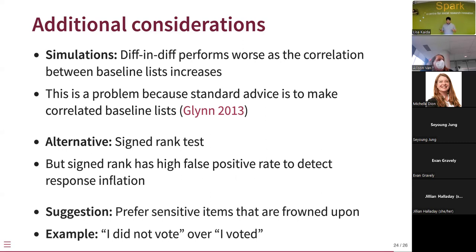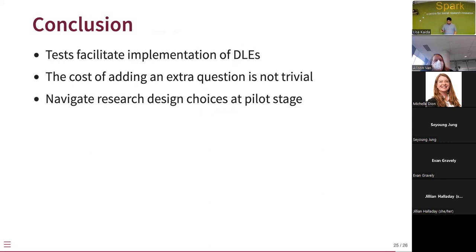So the suggestion here is you can apply both tests perfectly fine, but maybe you should prefer sensitive items that are socially frowned upon. So for example, in the original Mississippi experiment, rather than asking people, did you vote yes, maybe ask them, did you vote no? So to wrap up, this is all to facilitate the implementation of double list experiments as opposed to list experiments. So if you are the person who's thinking about using list experiments to deal with sensitive questions, think about making it double.